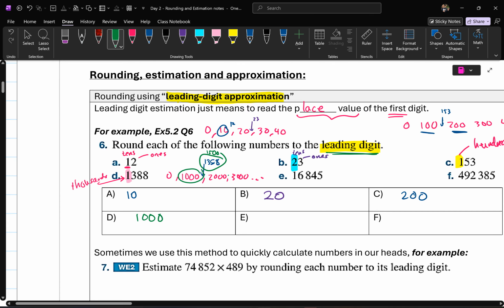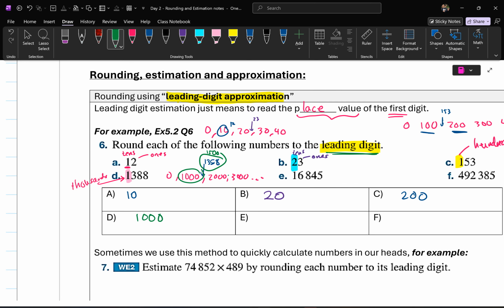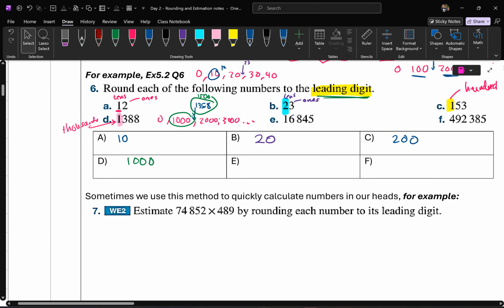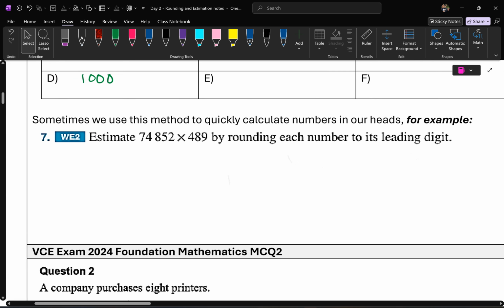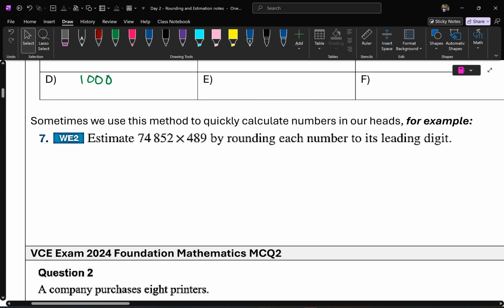That's what you would have done from year 7 to 10. We just don't call it leading digits back then. So now, when would you use this? What kind of application can they give to you? Here's a quick one. Sometimes you just want to do quick maths.